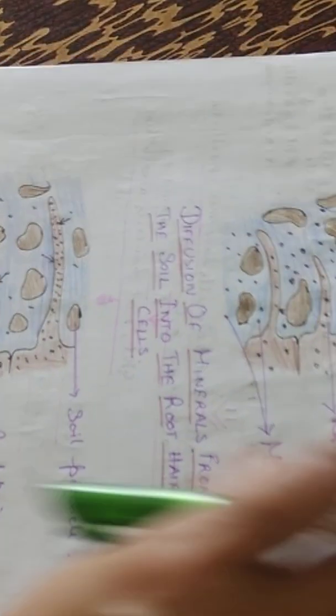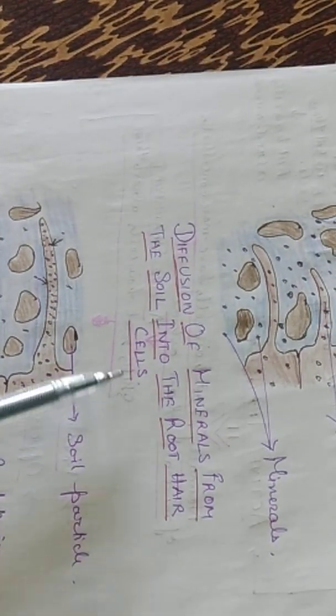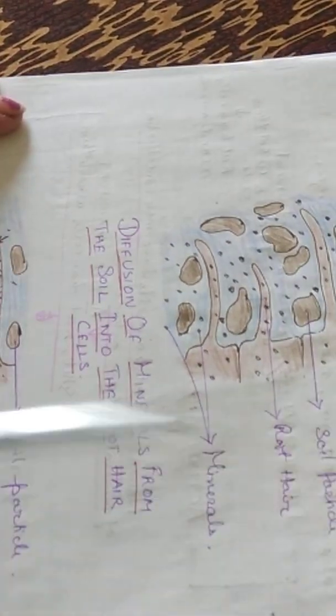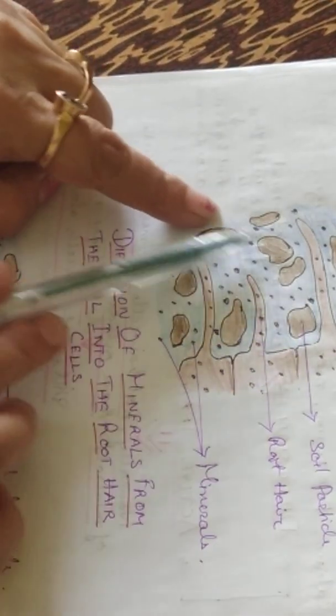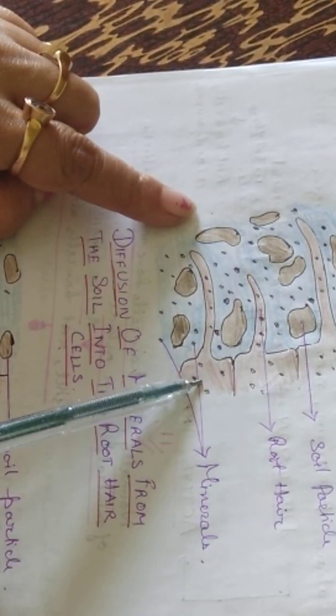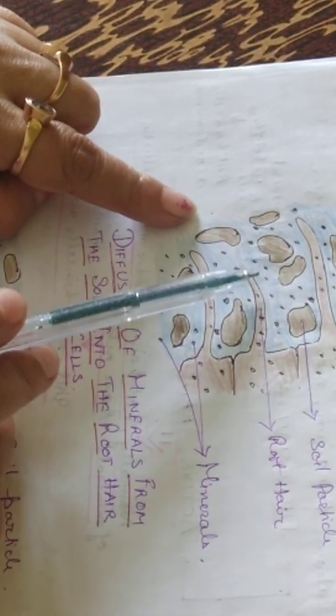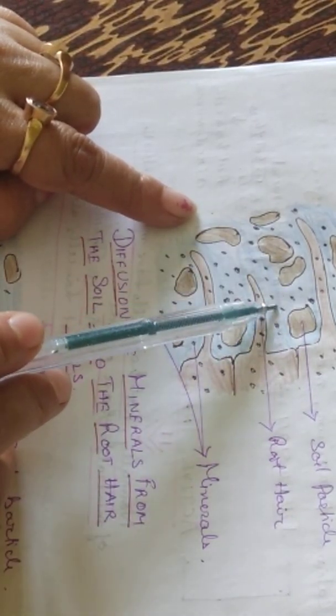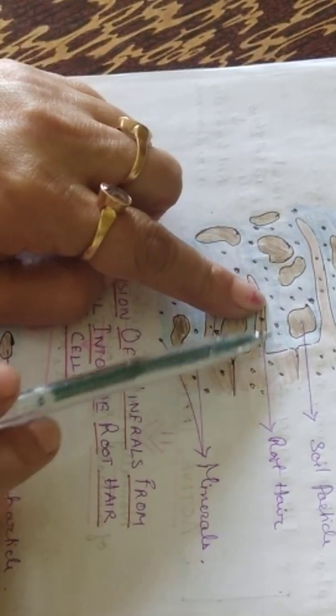See, here is the diffusion of minerals from the soil into the root hair cells. These are the minerals here, and these are the minerals here. These are the soil particles, and these dots are the mineral particles. So minerals are entering through this.